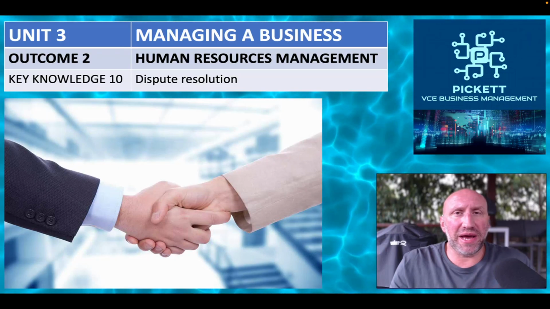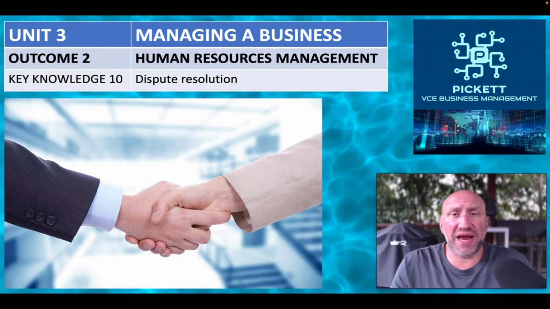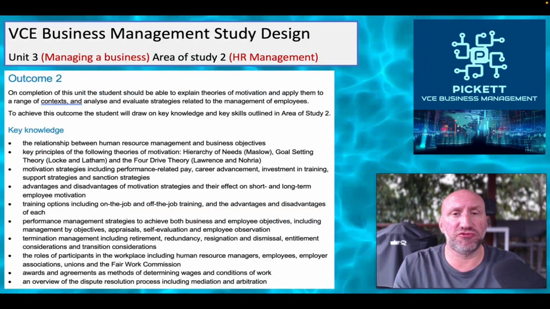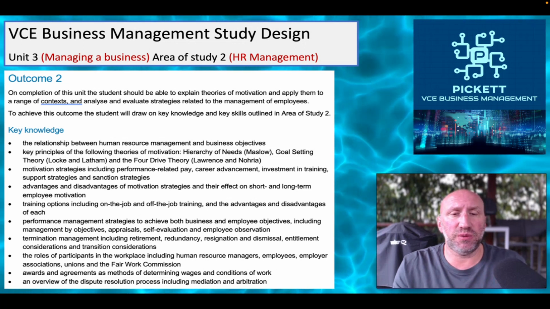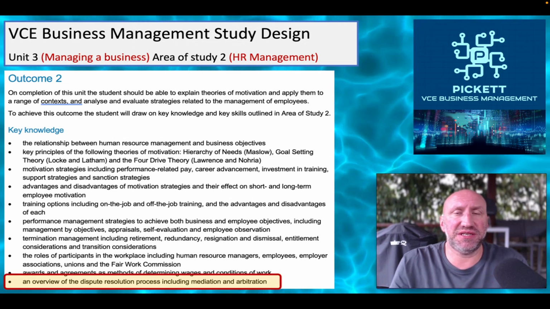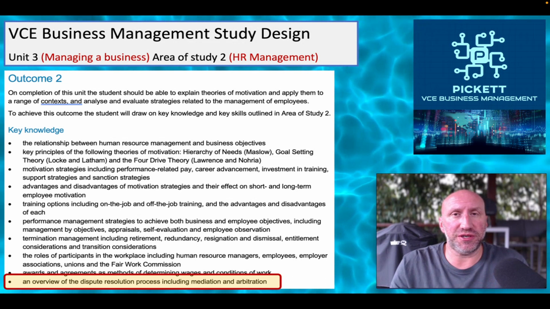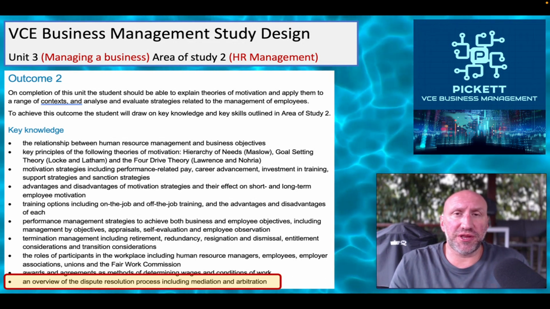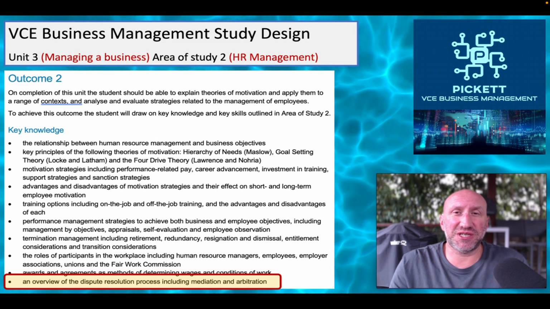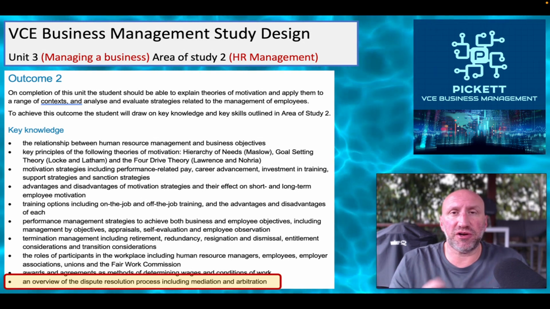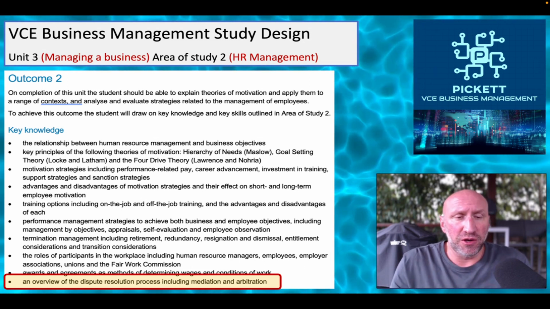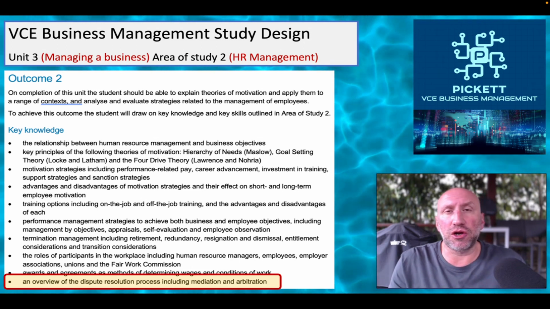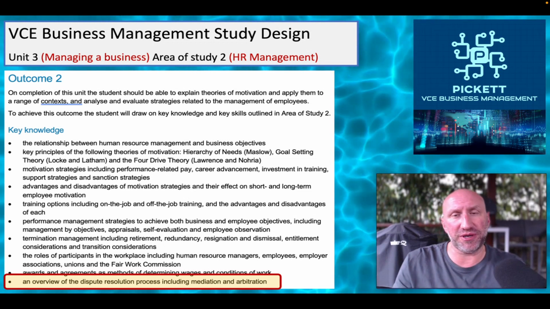Right, guys, welcome back. Key knowledge 10 of Unit 3, Outcome 2. This one is on dispute resolution. And here we can see in our study design, this is the final key knowledge dot point for Outcome 2. So by the time you finish this one, you should have a fairly substantial set of notes covering all of this HR stuff. Look at this one here: an overview of the dispute resolution process, including mediation and arbitration.